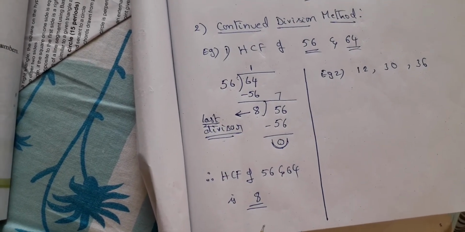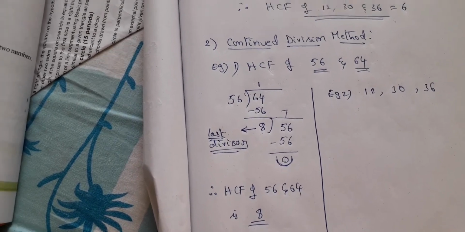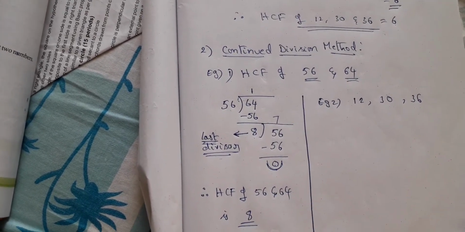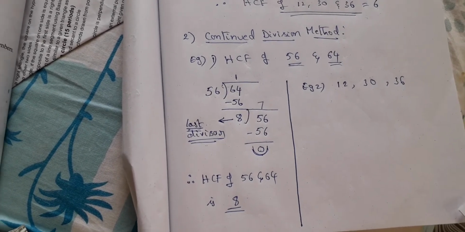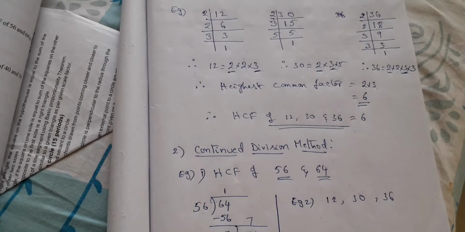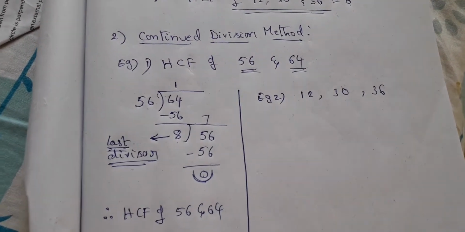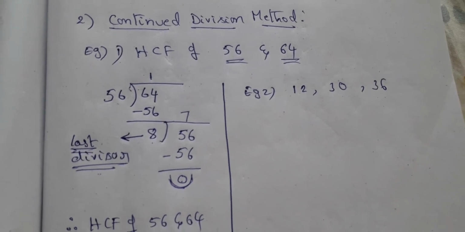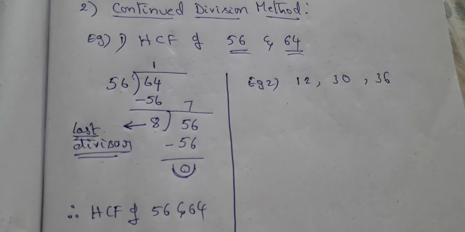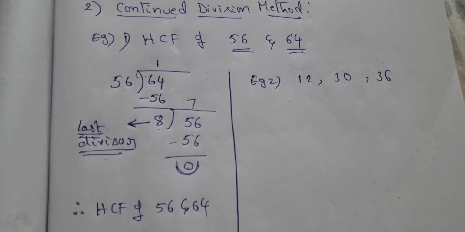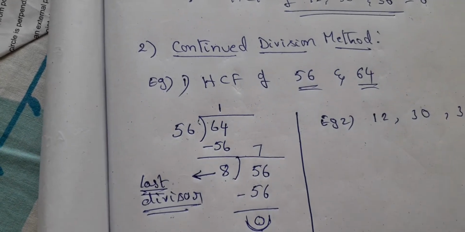Okay, children. Next we shall see one more example. If three numbers are given to us, as in the previous case, here they are 12, 30, 36. In this process, how do we determine the HCF? Using the continued division method.